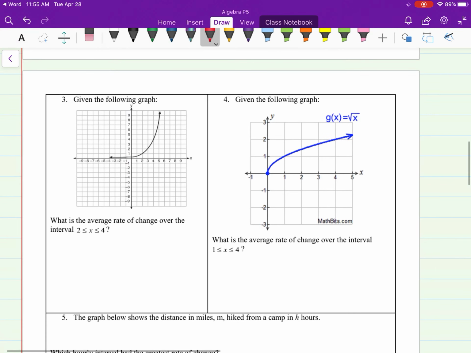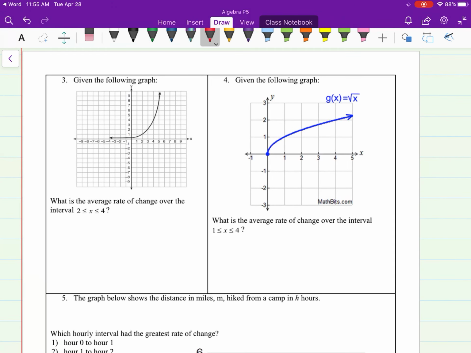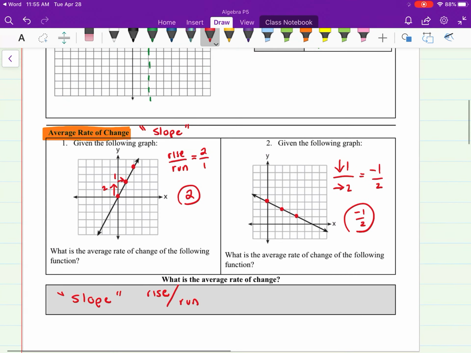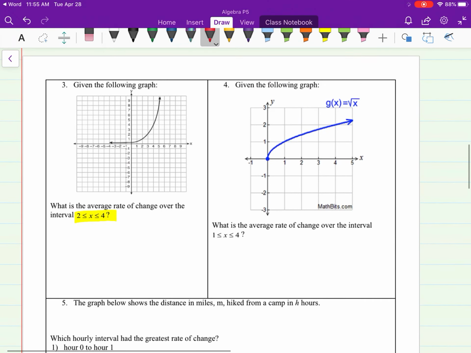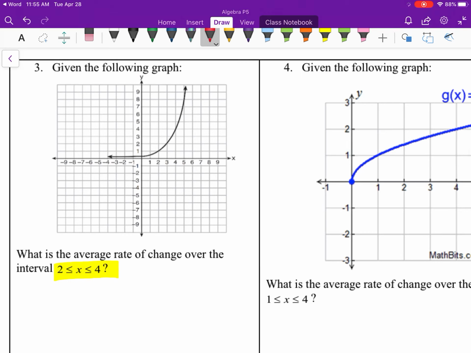And now here's where things get a little bit more complicated. All right, I will show you how to do a couple of these, and you guys can finish this on your own, and I'll post this to YouTube. What is the average rate of change over the interval 2 to 4? So here we have a non-linear function. It's not a straight line like the examples I did up there. So you can't just plot any old points you want. You have to do the slope or the rate of change from 2 to 4.